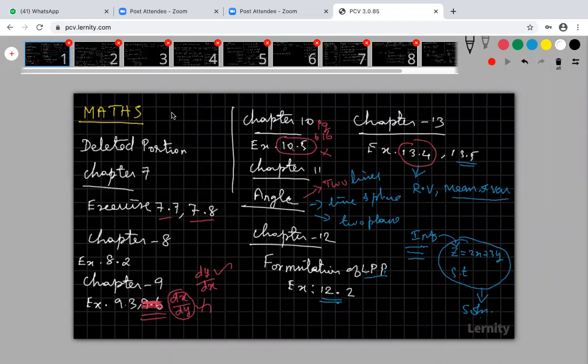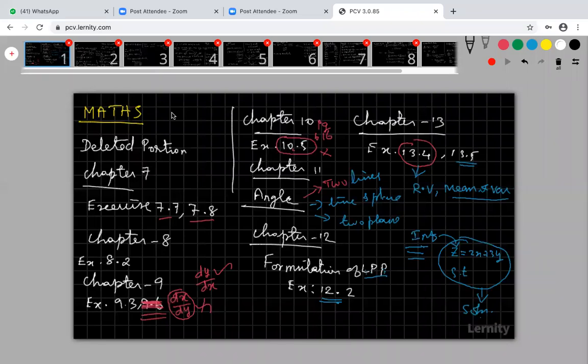Totally 11 exercises are there. Of that 11, two exercises are deleted. In chapter number 8, exercise 8.2 is deleted. Exercise 8.2, the total exercise and example problems, is totally deleted.